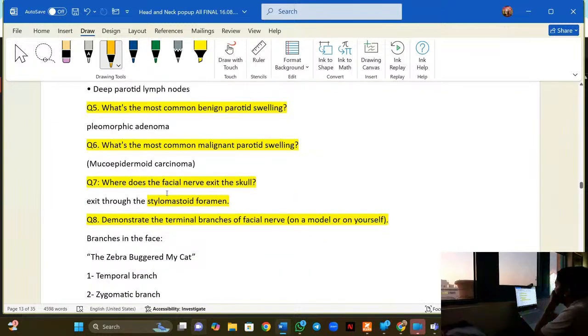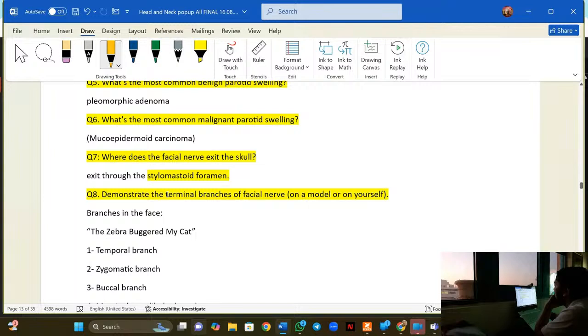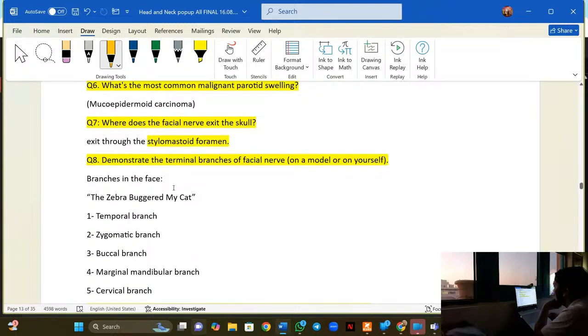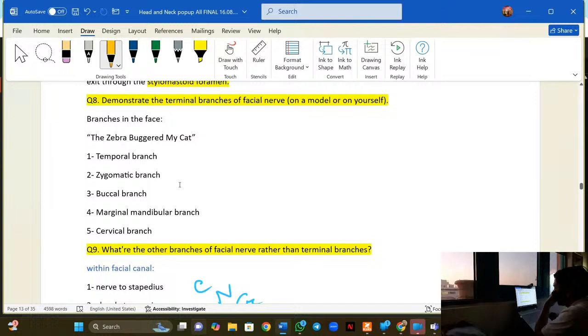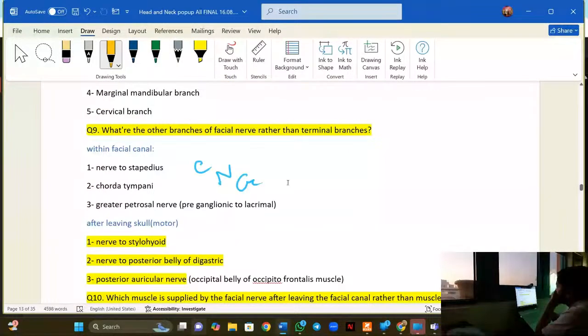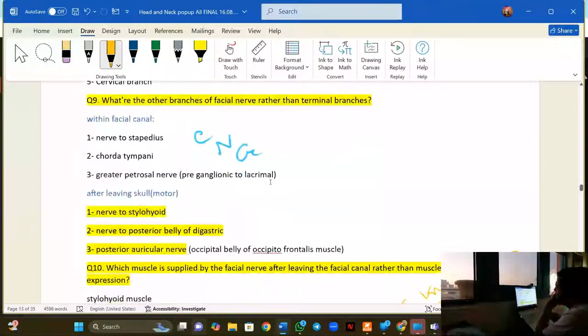The facial nerve exits the skull through the stylomastoid foramen. Demonstrate the terminal branches: temporal, zygomatic, buccal, marginal mandibular, and cervical. What are the other branches of the facial nerve? In the facial canal: chorda tympani, nerve to stapedius, and greater petrosal nerve. After leaving the skull: nerve to stylohyoid, nerve to the posterior belly of the digastric, and posterior auricular nerve.